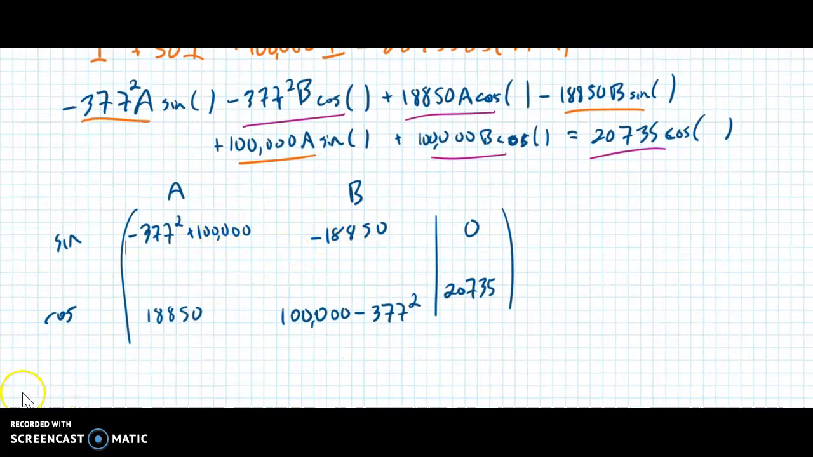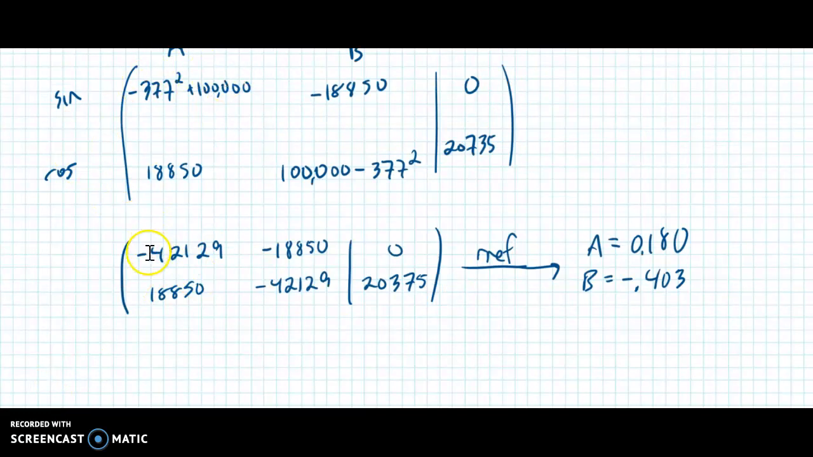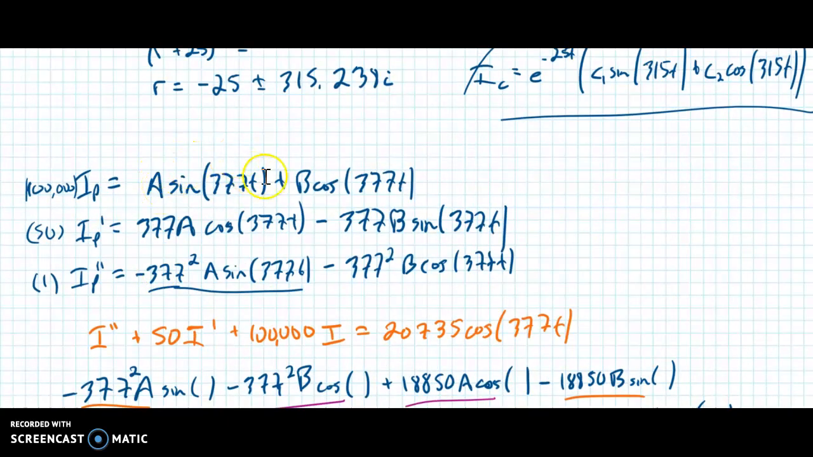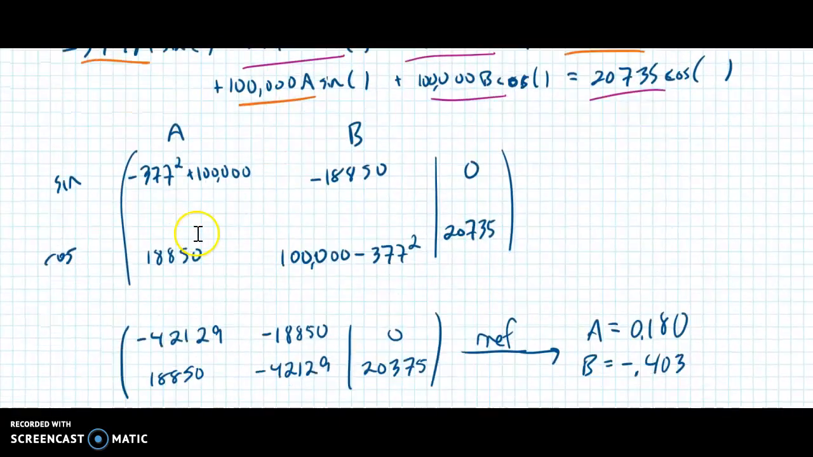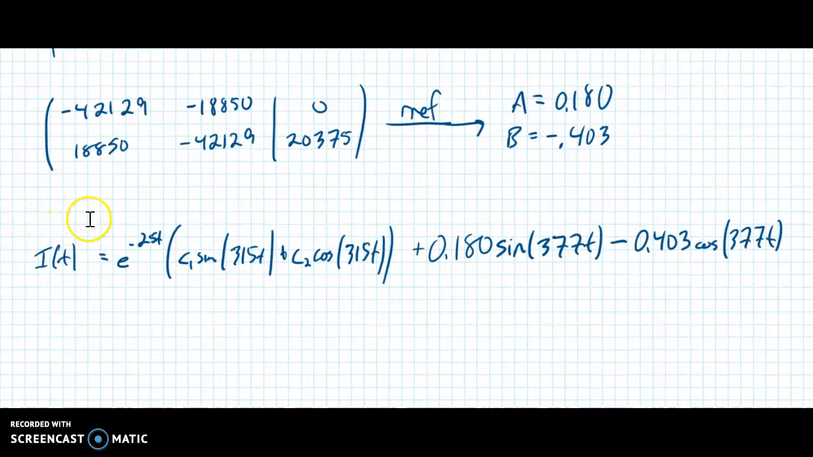So I'm going to pause, and I want you to pause and REF it. We'll make sure you get the same things. So when you do all this math, you get this number and that number in these two entries. Negative that, positive, same thing. 0, 20735, you REF it, and you get these guys right here. And then those become the A and the B here. And then I will add it to the IC. So give me a moment and that will pop up, to get this massive equation, I of t equals blah, blah, blah. That's the exponential plus this times sine of 377t plus this times cosine of 377t.